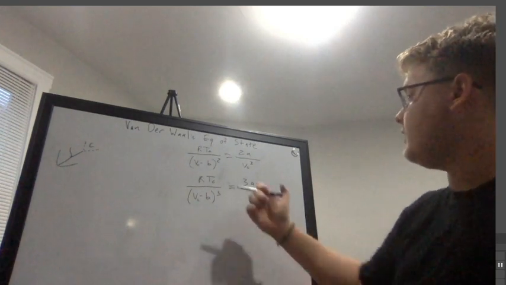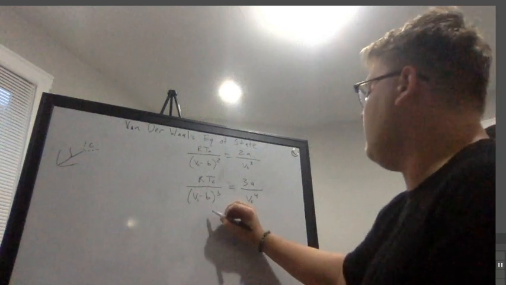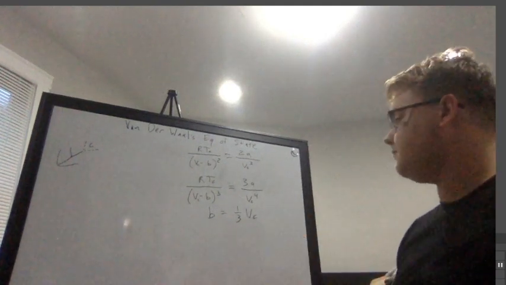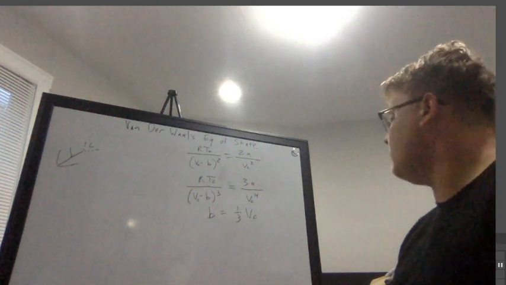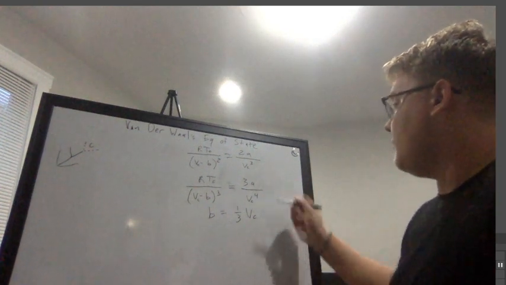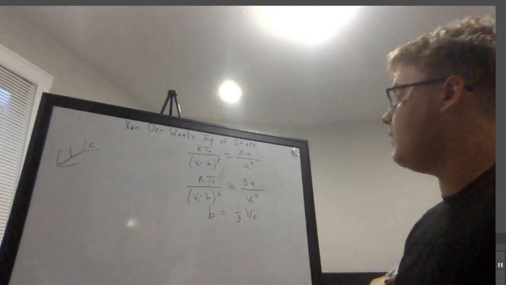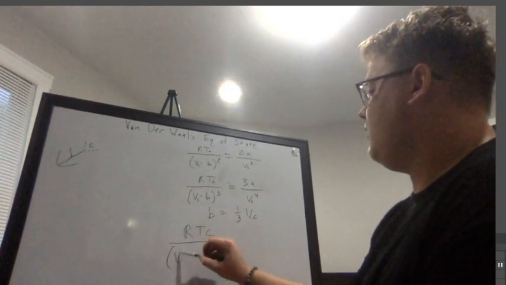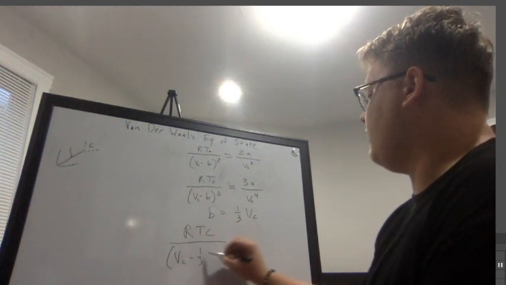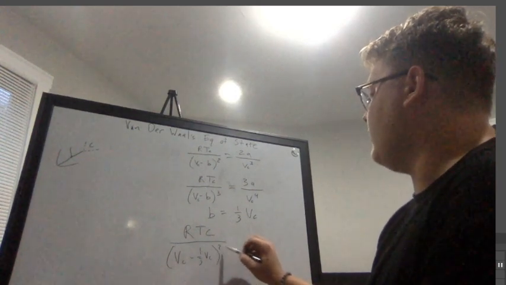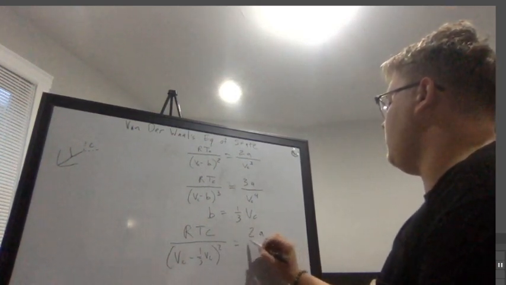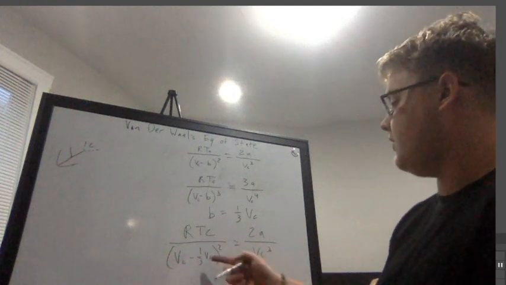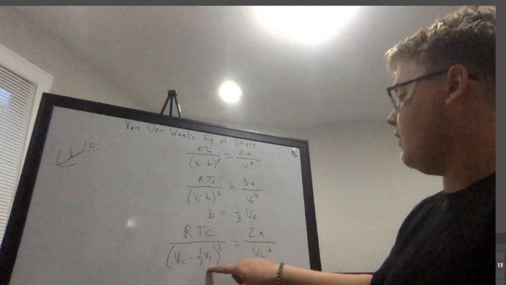So all I have to do, if I want to determine B, is multiply by the reciprocal, and I get B is equal to 1/3 VC. Just using basic algebra. And next, if I want to determine A, well, I can just plug B back into one of these equations. So I can take RTC over volume critical minus 1/3 volume critical squared is equal to 2A over volume critical cubed. You can see that. So this just becomes volume critical minus 1/3 volume critical.